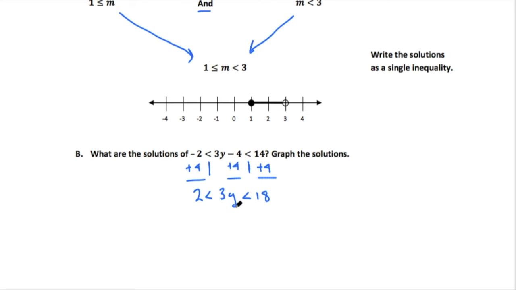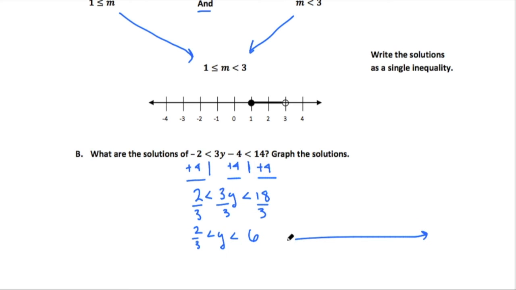All right, I'm getting closer to my goal, and then I can go ahead and divide by 3 as I'd like to, but I'm going to do it on the left and on the right as well as in the middle. So I get 2/3 is less than y is less than 6. And so that is the conjoined inequality without having to separate it into its two parts with the word and.